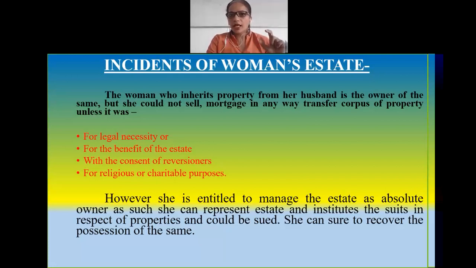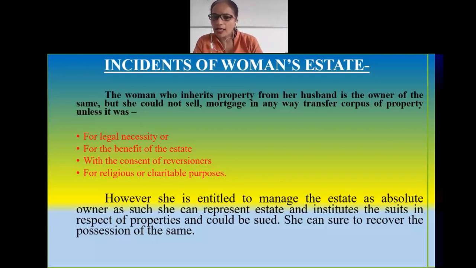The woman who inherits the property from her husband is the owner of the same, right? She is equally the owner of the same, but she cannot sell that property, nor can she mortgage it, unless it is for a legal necessity, unless it is for the benefit of the estate, unless it is with the consent of the reversioners, or unless it is for some religious or charitable purposes. However, she is entitled to manage the estate as an absolute owner.